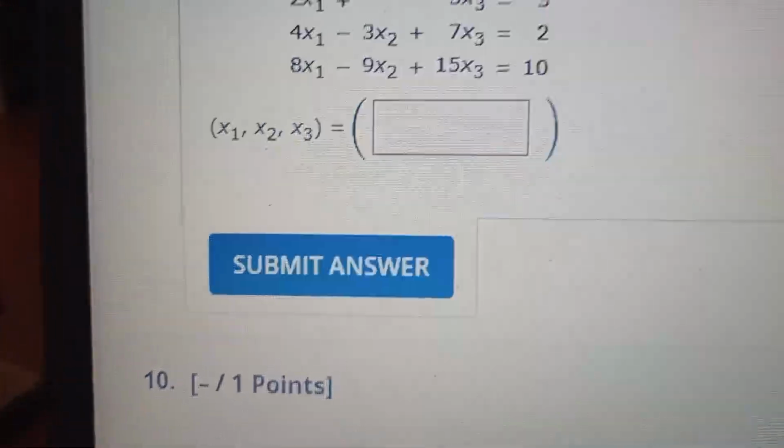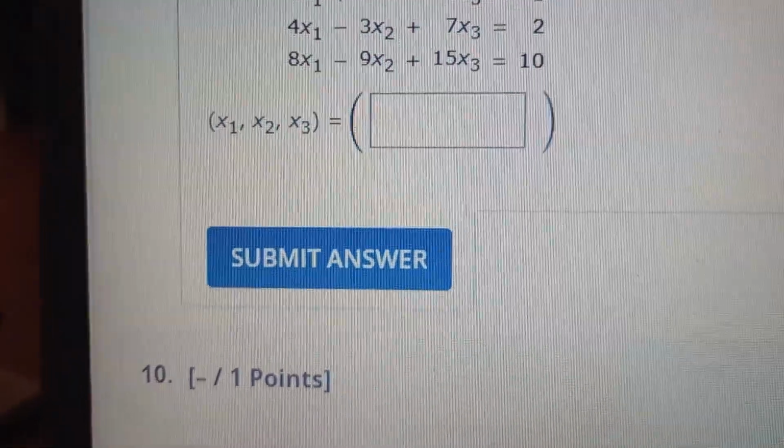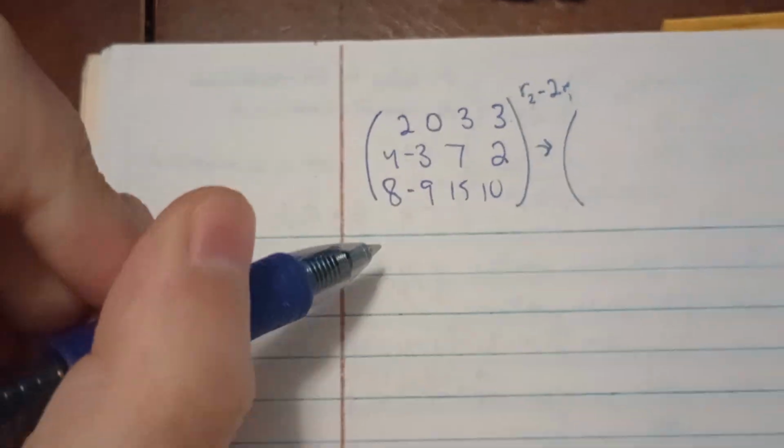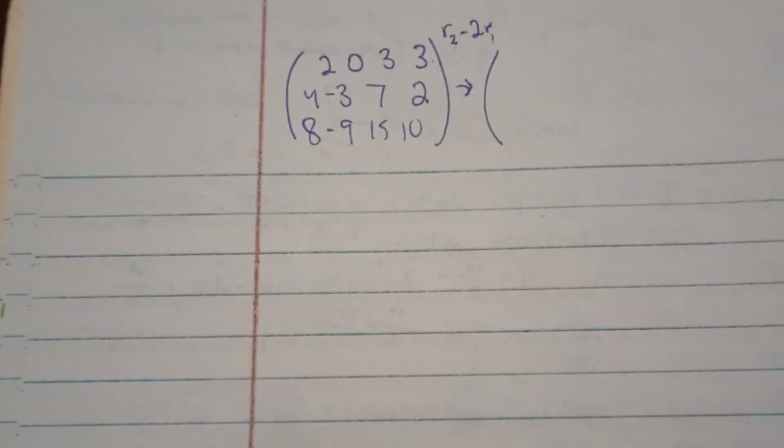So 4, -3, 7, 2. That's just that second equation right there. And then the 8, -9, 15, 10. That's our third row right there. So that's just how you set it up.